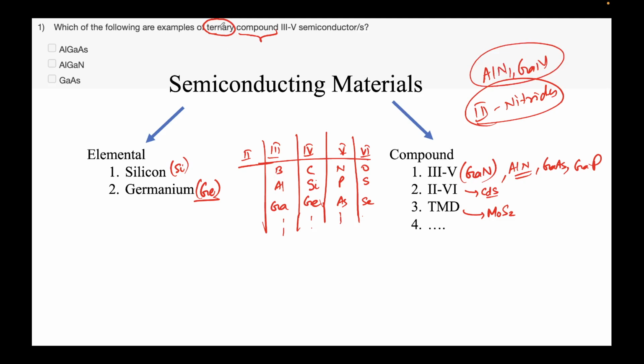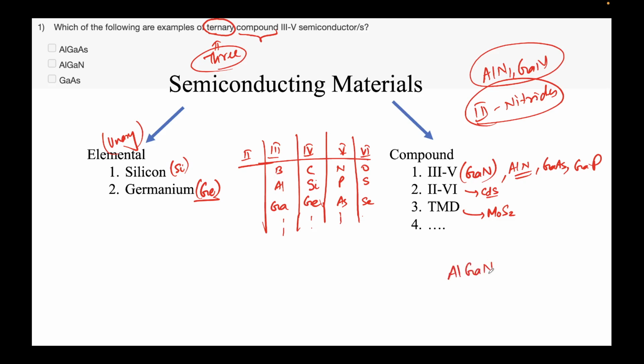The adjective that we have added in this problem was ternary. Ternary means 3. These are unary, meaning only one element. All the examples I've listed on your screen till now are binary. A ternary compound will have 3 elements to it. As you can see, gallium nitride and aluminum nitride belong to the same family. What is the family? III-nitrides.